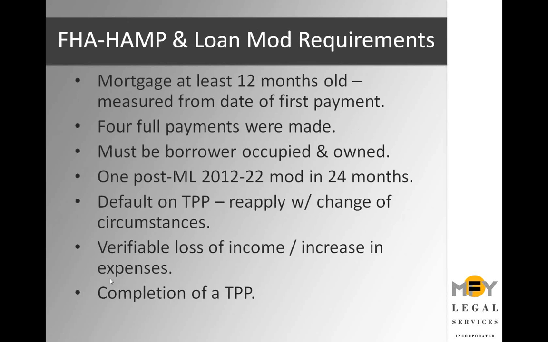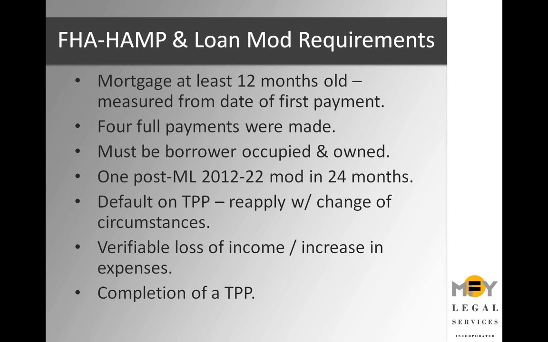In all of these instances, the mortgage has to be at least 12 months old measured from the date of the first payment. So somebody can't get a modification when they've just taken out the loan 6 months ago. 4 full payments have to have been made on the loan, so the borrower has to have paid the loan for at least a little while. The borrower must own and occupy the property.